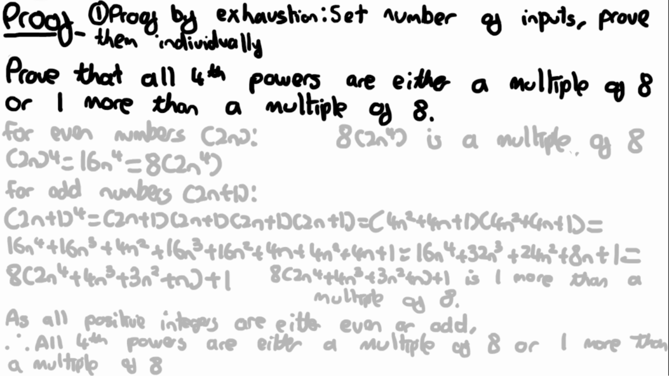And the main thing to take from these questions though is that the main way to approach them is that the amount of outputs that there are, in this case there is 2, they can either be a multiple of 8 or 1 more than a multiple of 8. That's the set of values that the outputs could be in. That is the number of sets of inputs that you need to do. So in this case it is 2.